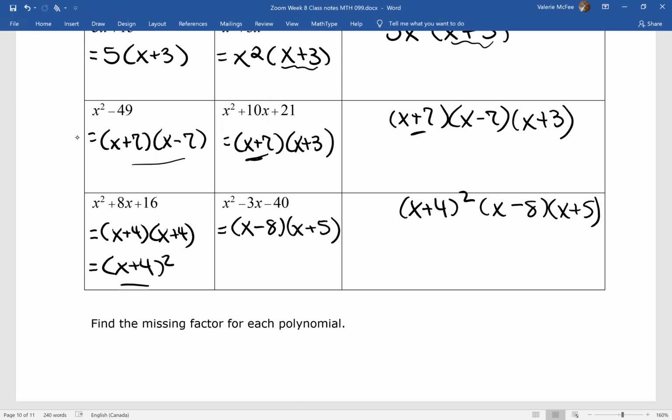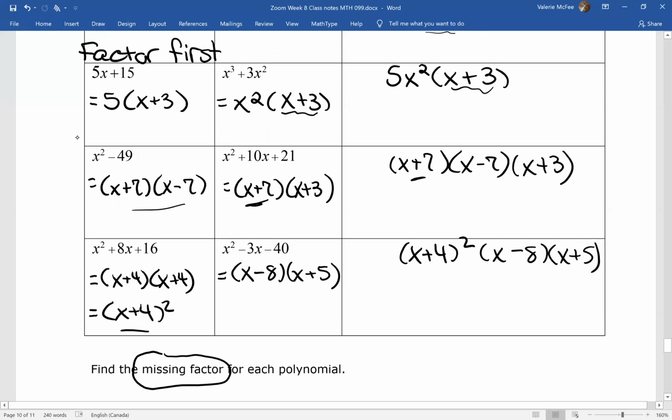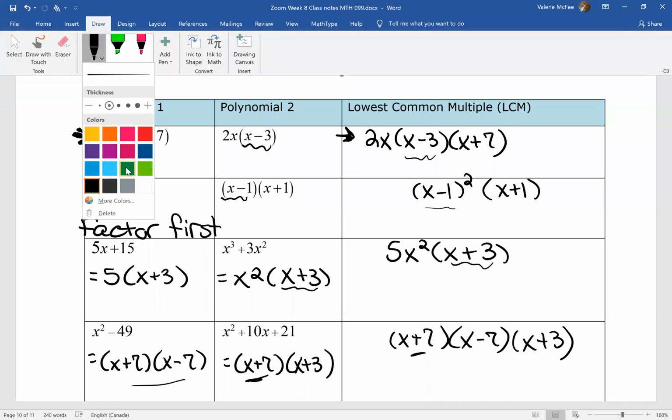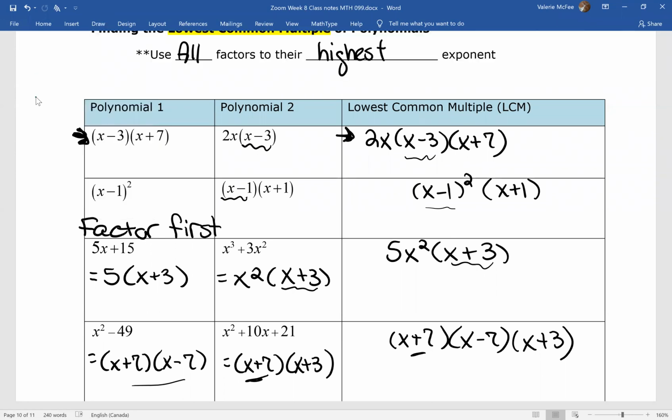Now, one of the things you need to be able to do as we move forward to looking at adding and subtracting is to determine what's missing from each polynomial. So let's go back to that first example. If I'm looking at this polynomial and comparing it to the lowest common multiple, can you see the missing factor or factors? It's missing 2x.